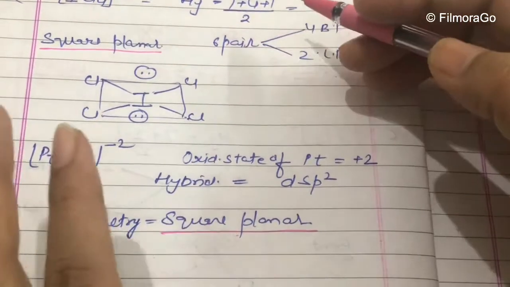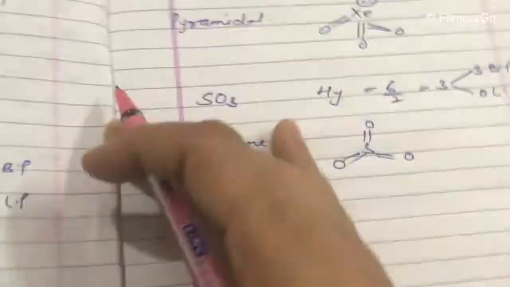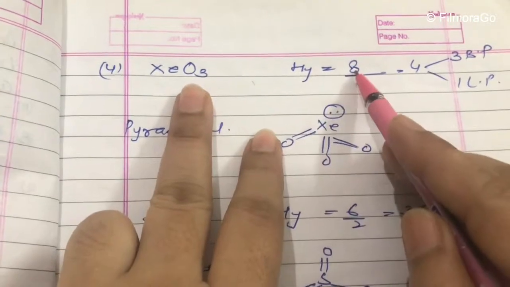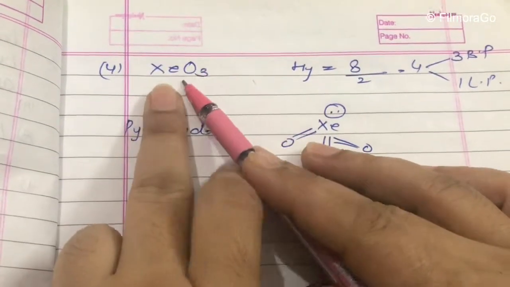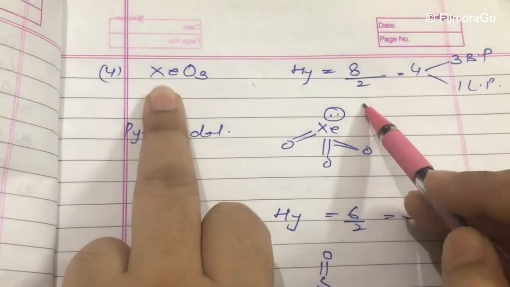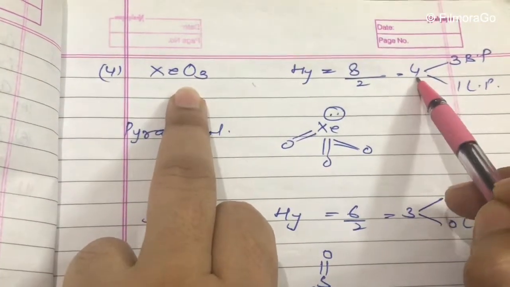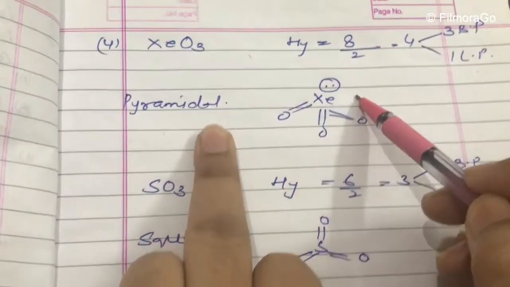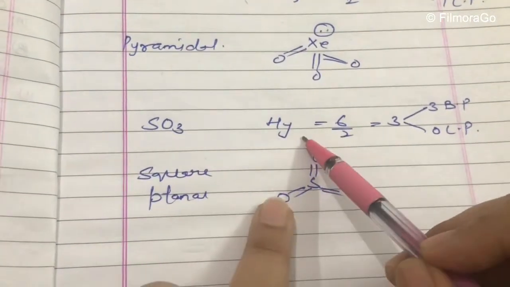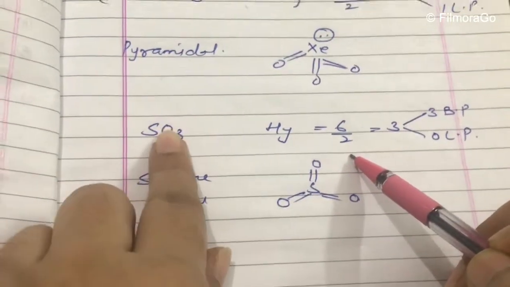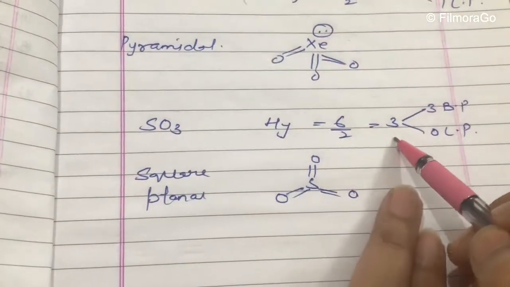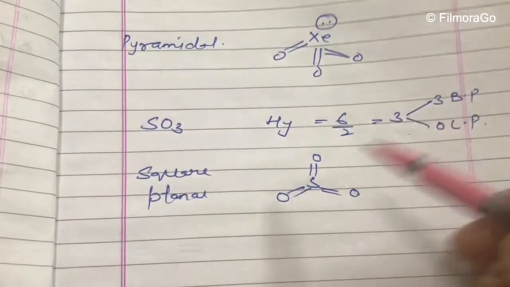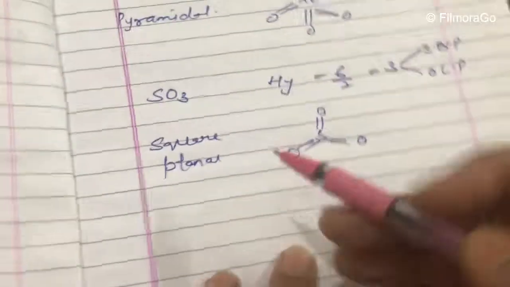It means we have 2 options in which similar structures are present. The last is xenon trioxide. In that case there is no monovalent atom, so the hybridization will be valence electrons upon 2, that is 4. In a total of 4 pairs, 3 will be bond pairs and 1 will be a lone pair. So in that case the structure will be pyramidal. And sulfur trioxide: hybridization 6 by 2, again no monovalent atom is present. So the total pairs are 3, and of the 3 pairs all 3 are bond pairs, with 0 lone pairs. So the structure will be trigonal planar.